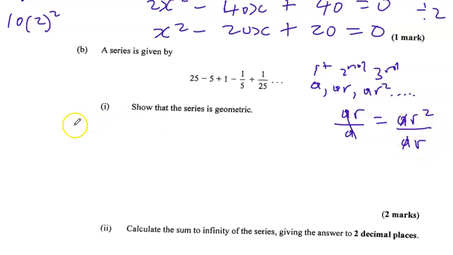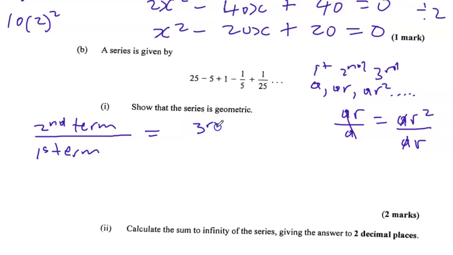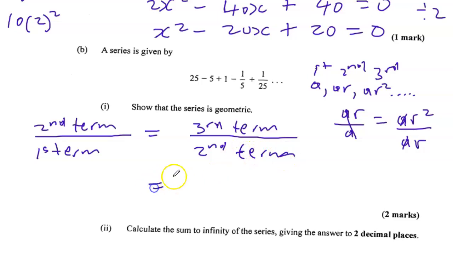So what's special about a geometric series is that the second term over the first term is a constant, which means that the third term over the term that precedes it, which is the second term, should be the same value. They should be the same thing, and that same value is what we call r, or the common ratio.